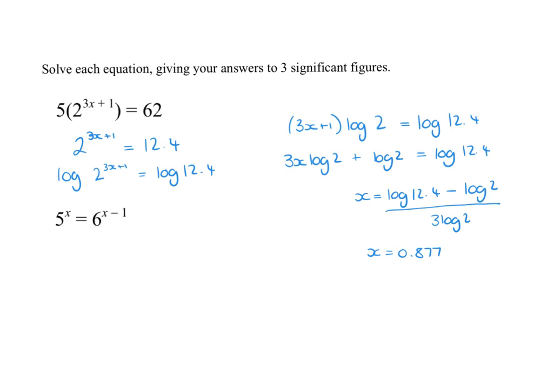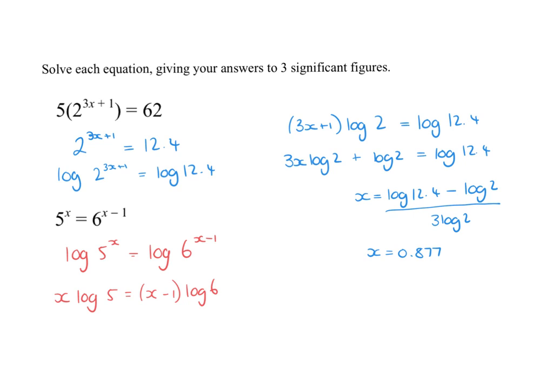In my next example, I need to solve 5 to the power of x is equal to 6 to the power of x minus 1. So again, I'm going to start by taking logs of both sides. So I'm going to get log 5 to the power of x is equal to log 6 to the power of x minus 1. Now, once again, we're going to use our power rule and bring our powers down. So that's going to give me x log 5 is equal to (x minus 1) log 6.